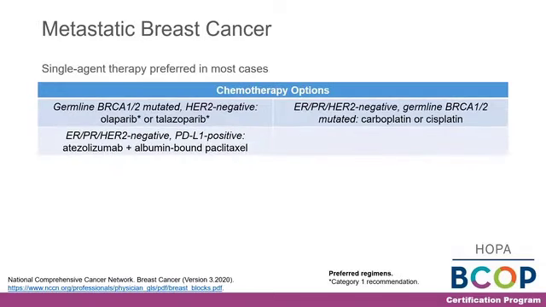I've summarized the recommendations here in a table for you. For the germline BRCA mutated HER2 negative, olaparib or talazoparib can be used. If someone has ER/PR HER2 negative, PD-L1 positive breast cancer, based on the IMpassion trial, atezolizumab plus albumin-bound paclitaxel is an option. And then there is also the option of using carboplatin or cisplatin in patients who do have a germline BRCA1/2 mutation.